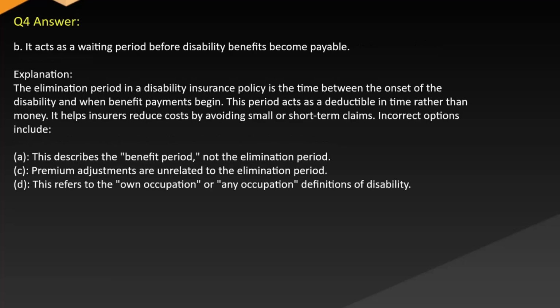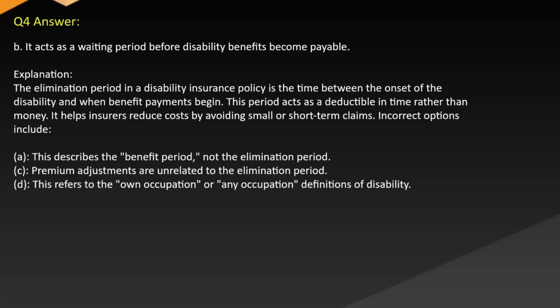Answer. B. It acts as a waiting period before disability benefits become payable. Explanation. The elimination period in a disability insurance policy is the time between the onset of the disability and when benefit payments begin. This period acts as a deductible in time rather than money. It helps insurers reduce costs by avoiding small or short-term claims.